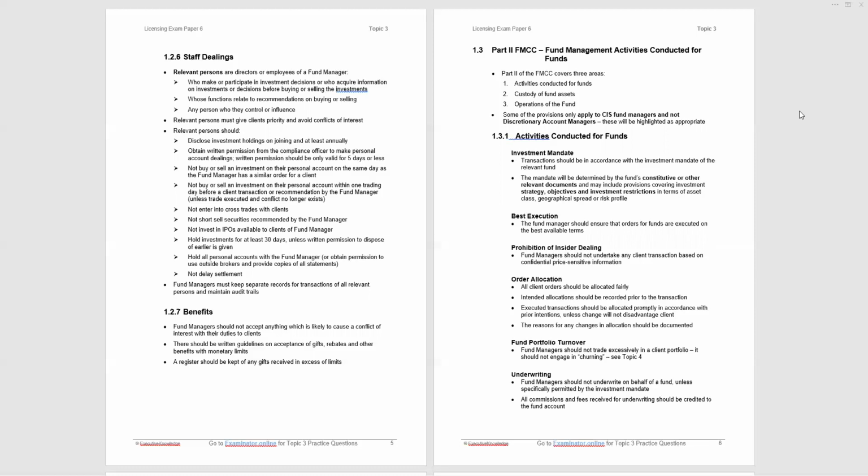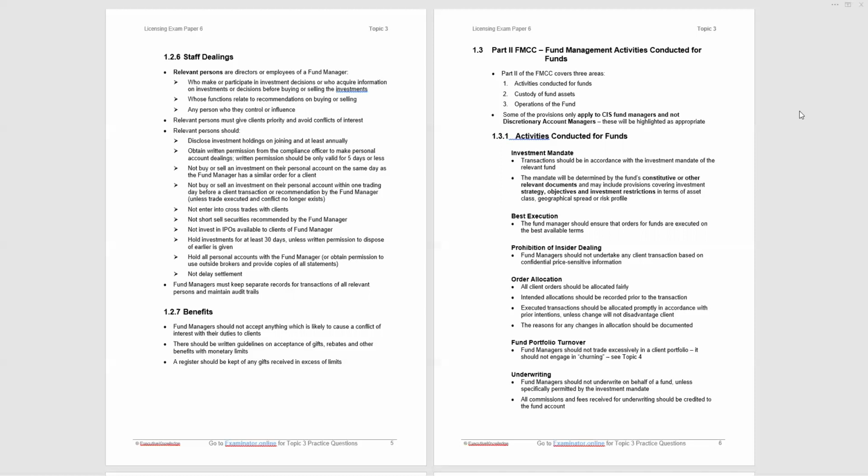Moving on to section 1.3, which is part 2 of the Fund Manager Code of Conduct. And we see that this part covers 3 areas: activities conducted for funds, custody of fund assets, and operations of fund. Now we start to see a distinction between collective investment scheme fund managers and discretionary account managers, because some of the provisions do not apply to discretionary account managers. Indeed, they have their own provisions that we will see at the end of this code.